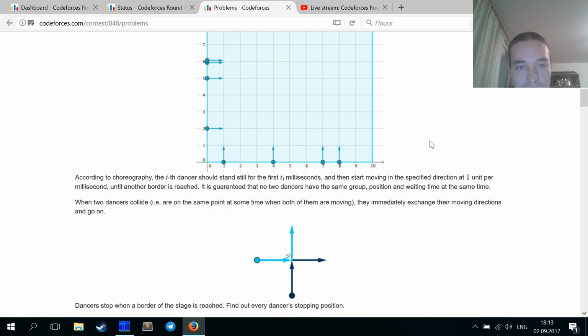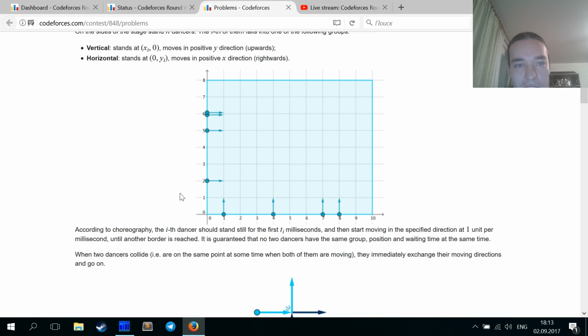Okay, so the problem is some guys moving from the bottom or from the left side of the border, and they can wait for a few seconds before they start moving, and when they are meeting some other guy that moves in an orthogonal direction, then they'll just bounce off each other, kind of. And for each guy we want to find where they stop, basically.